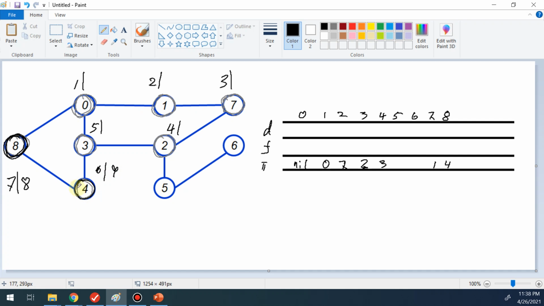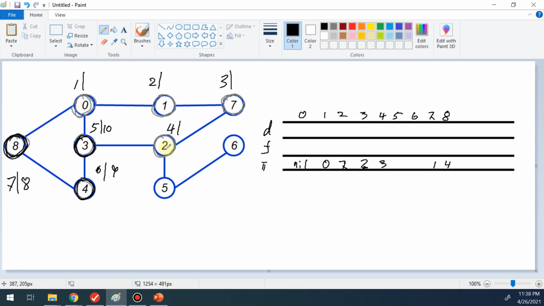And now 4 is also black. Then for the 3, the finishing time will be 10. 3 is black now, and there's no other nodes to go from 3. So we go back, and how about 2?